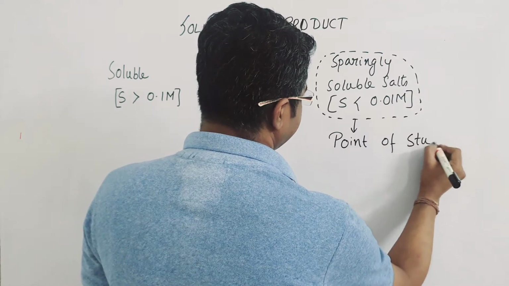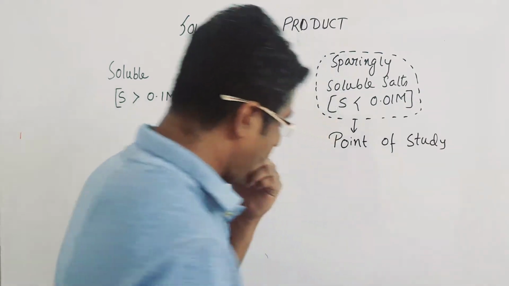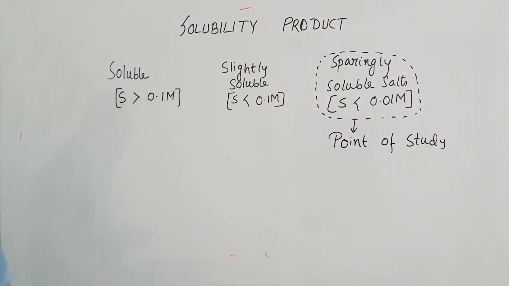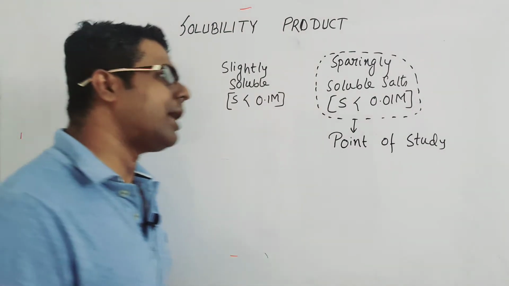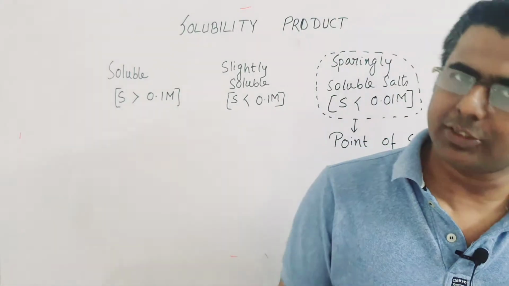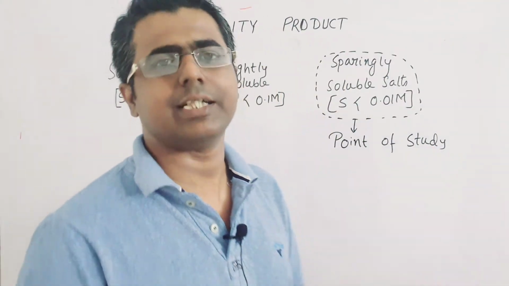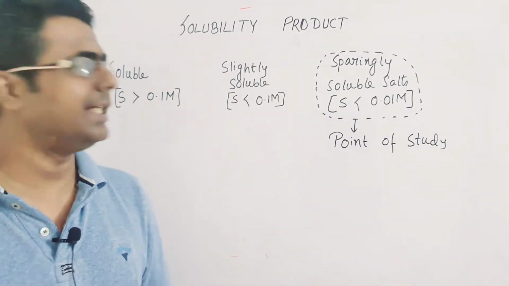So we are going to study this kind of salt. Okay, clear guys? Can we name one or two examples for this? Yes, AgCl and PbSO4, already discussed. Those are generally sparingly soluble salts, AgCl, PbSO4.